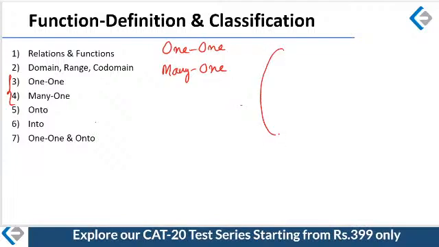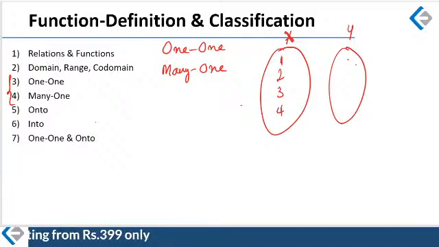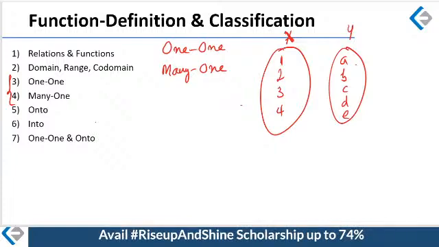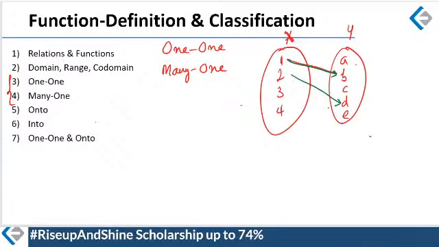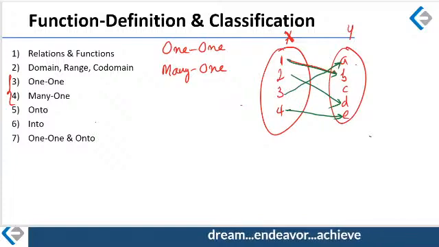I will tell you what I mean by a one-one function. Say I have a set X whose elements are 1, 2, 3, 4. I have another set Y whose elements are A, B, C, D, E. What do you mean by one-one? Assume 1 has an association with B, 2 has an association with D, 4 has an association with E, and 3 has an association with A. Now this is called one-one.